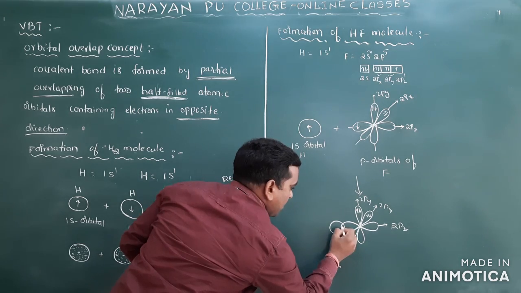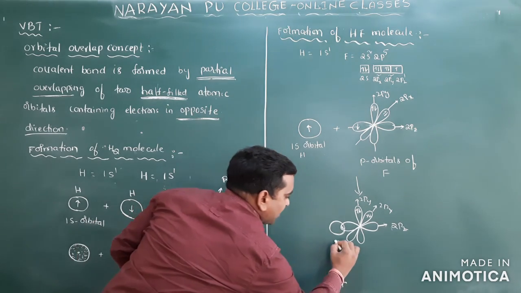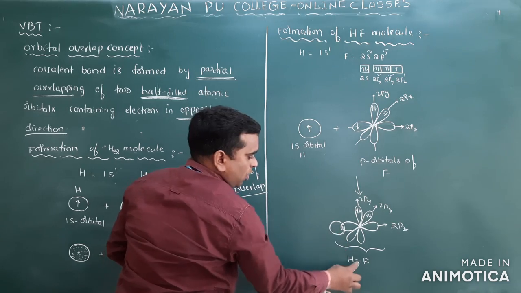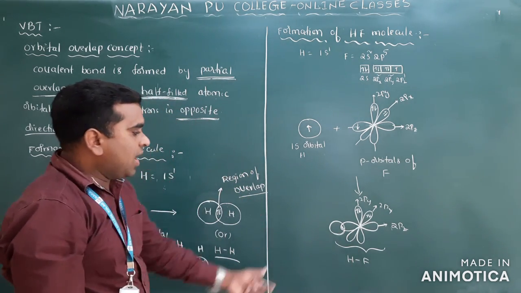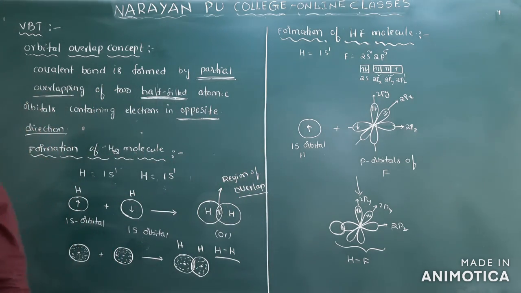Clear? So here, how many electrons are there? Two electrons with opposite spin, and this molecule we will call HF. Due to this overlapping, one covalent bond is formed, and this we will call HF. Clear? So this is the formation of the HF molecule.